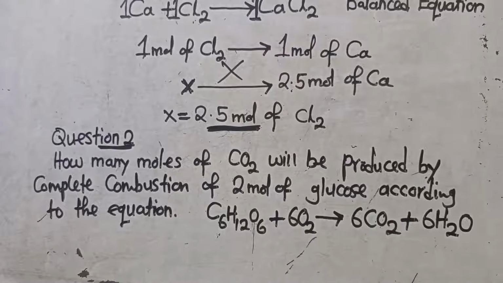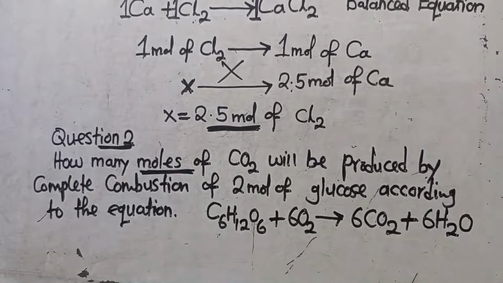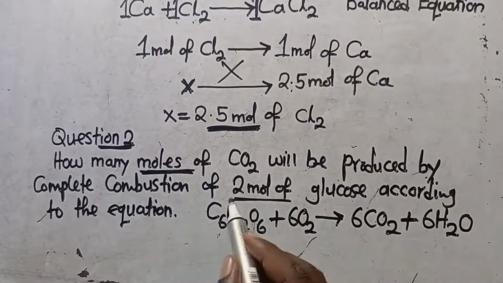So how can we identify this particular question? How can we know that in this particular question, this is mole-to-mole calculations? In an exam, they won't tell you. It's up to you to identify. So you need to identify that this question is falling under this calculation. They're telling us to find the number of moles produced by complete combustion of 2 moles.